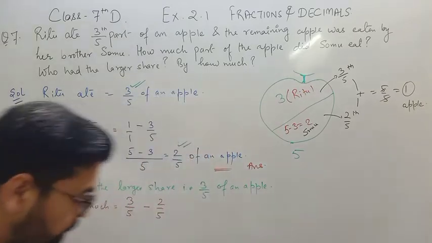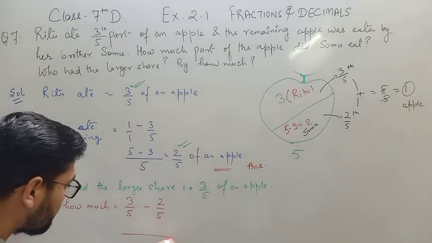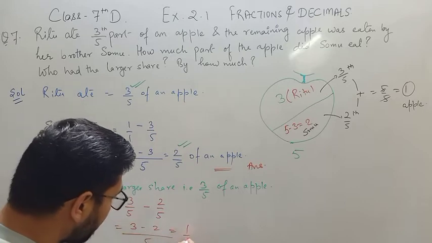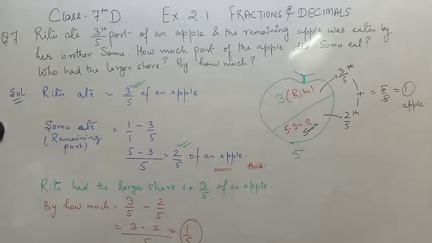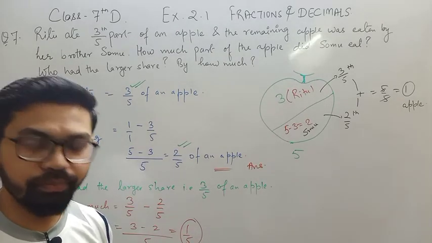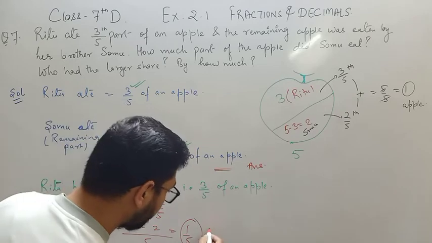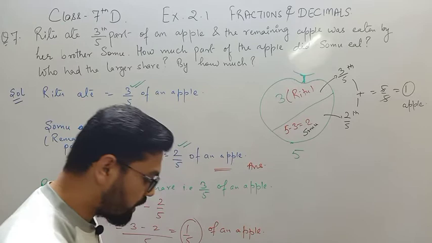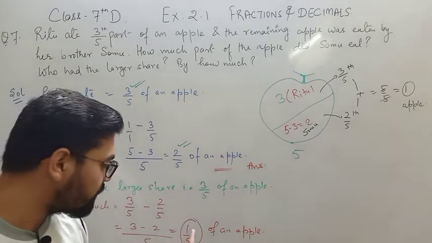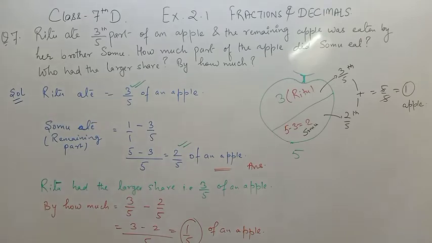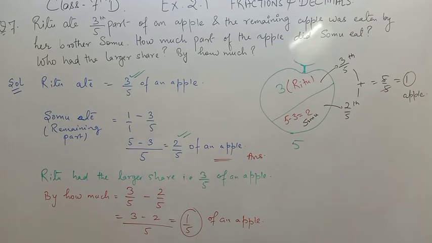Now you can check what will be the LCM. 5. So 3 minus 2 is equal to 1/5. So Ritu had the larger share, and by how much? 1/5 of an apple. So Ritu के पास एप्पल ज़्यादा है. कितना ज़्यादा है? 1/5 of an apple. Please note it down fast.